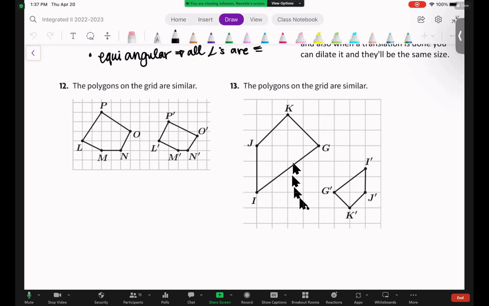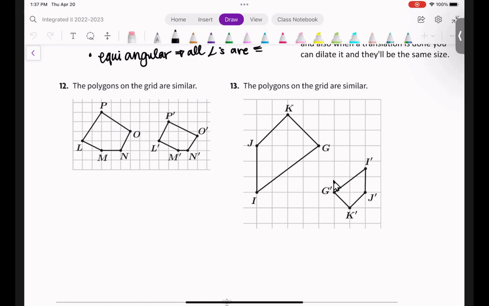So, what I do to confirm that these are similar is, the very first thing I can do is trace it. Oh, I can't, because I can't rotate it. Sorry, I can't play with our drawing. So I'm just going to show you one thing at a time. So G prime I prime to GI looks like this.